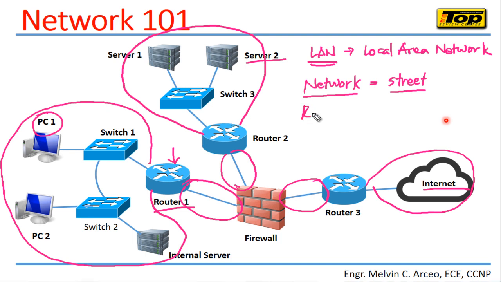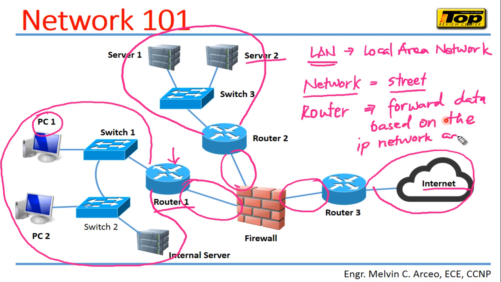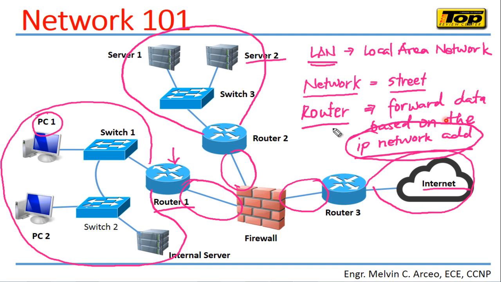So tandaan po natin ang router, anong trabaho ng router? Ang router will forward the data based on what? It will be based on the IP network address. Okay? Ito yung isa sa pinaka-importante dyan. Yung router will make decisions kung paano makakarating yung data coming from PC1 to say server 2 based on the IP network address. And take note na ang routers are what we call layer 3 devices. Okay? Patandaan po yan. Napaka-importante niyan.